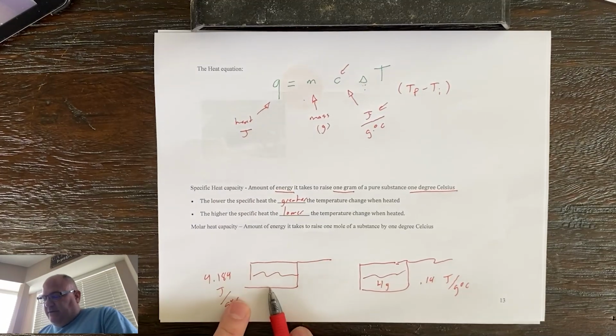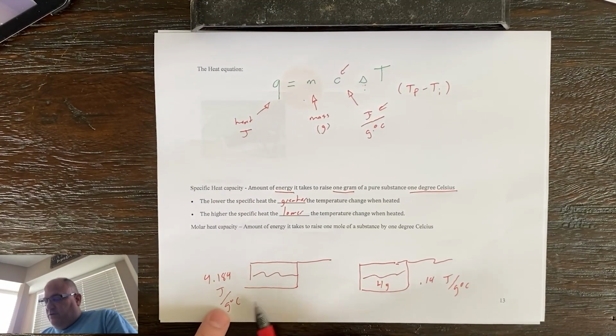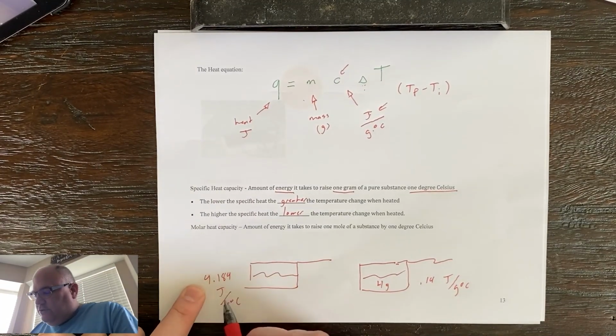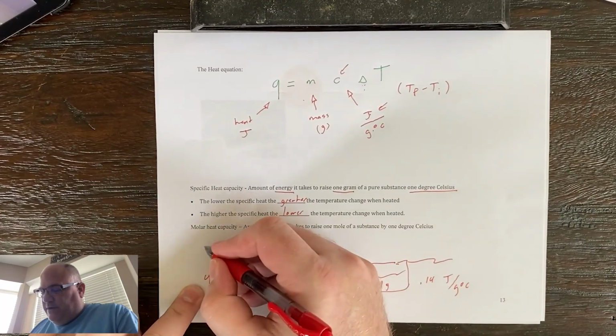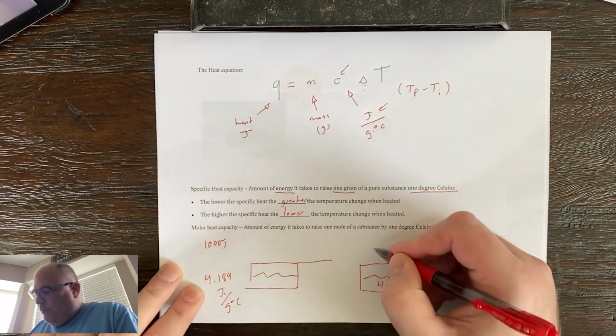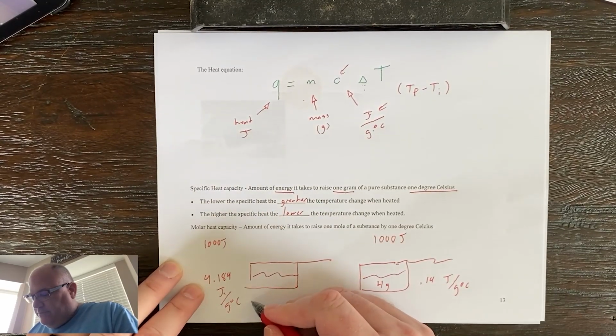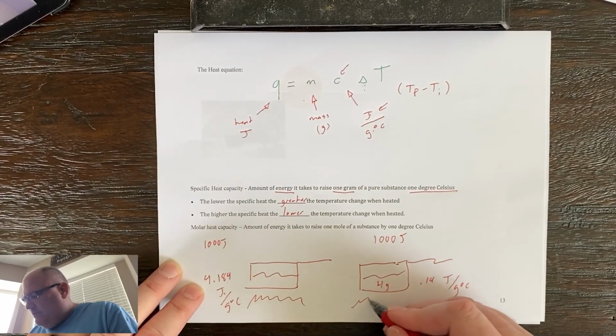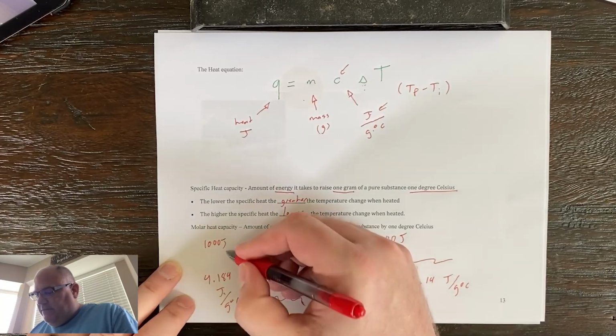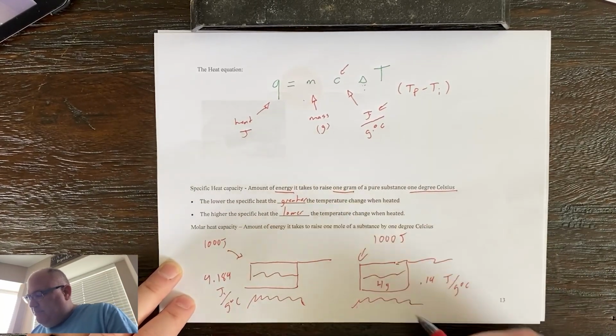So in this case, for every gram of this water, it's going to require 4.84 joules to raise it. So let's say we put 1,000 joules of energy into both of these. I probably should have drawn that on the bottom. Again, this is my flame. I don't know why I'm using red on red, but let's say this is the amount of energy being inputted.